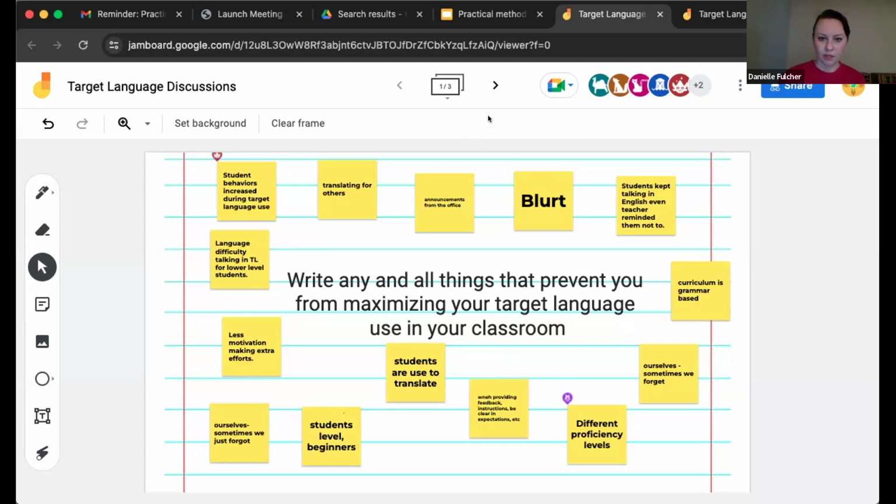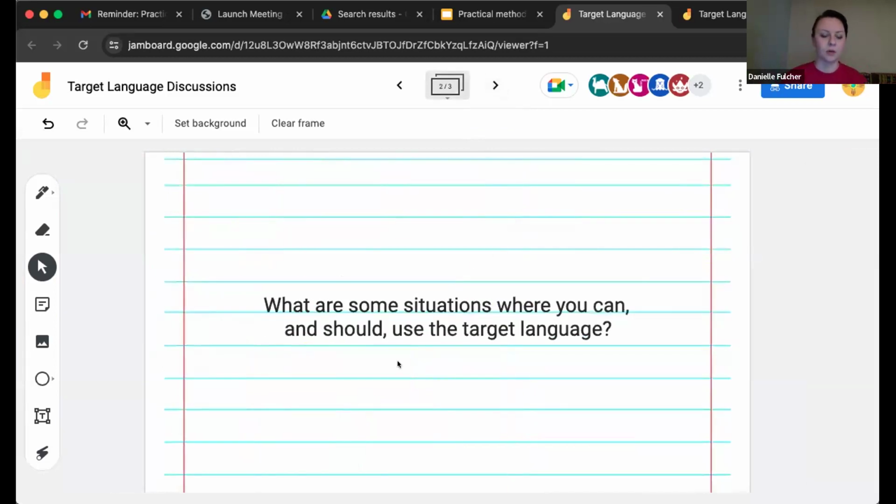One thing further I'd like us to do is to think about where in our classrooms can we use the language and where should we not be in the target language. So on the second page for the Jamboard, another question. What are some situations where you can and probably should use the target language? This can be things like maybe in instructions or possibly when opening the class for the day or doing that first and last 5. What are some situations in the classroom where you can use the target language and where we should be using it as much as possible?